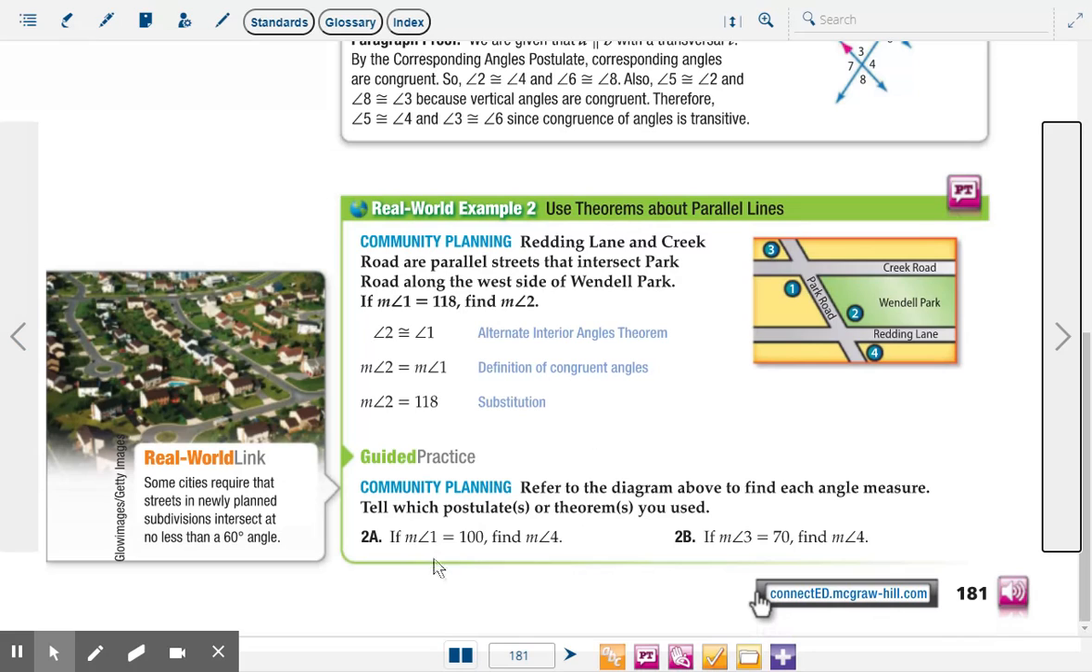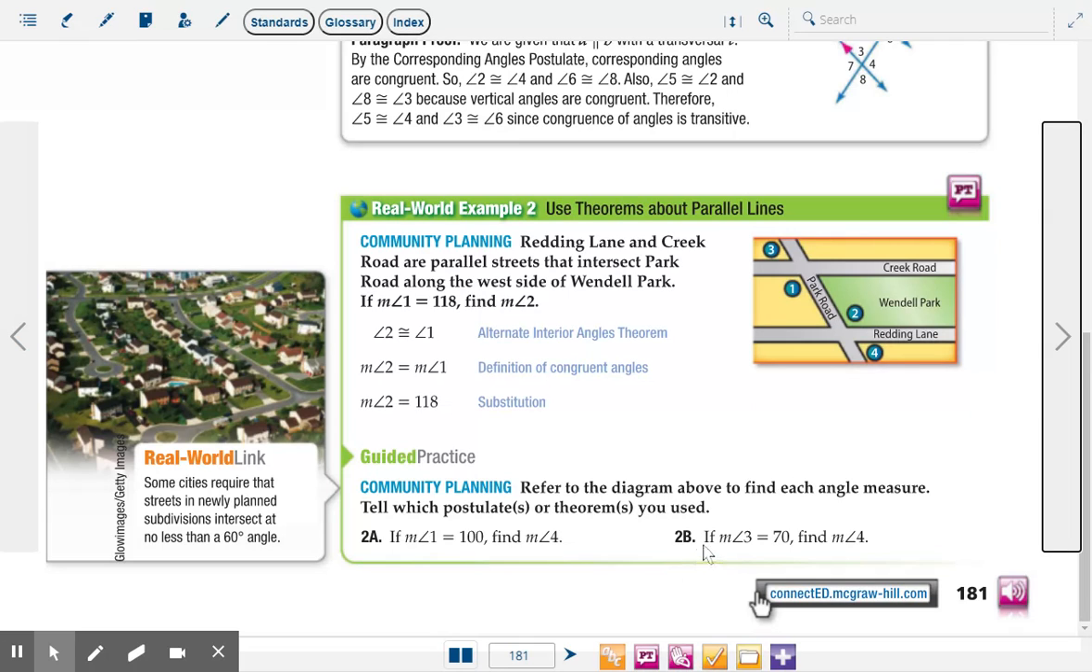Okay, down here, same picture, but let's do a different situation. If angle 1 was 100 degrees, what's the measure of angle 4? Well, we already said 1 and 2 have to be congruent. So if 1 is 100, 2 is 100. And then 2 and 4 make a linear pair. So 100 here means 4 is 80.